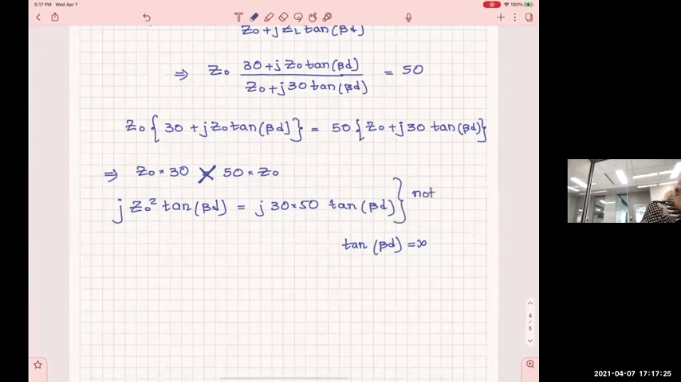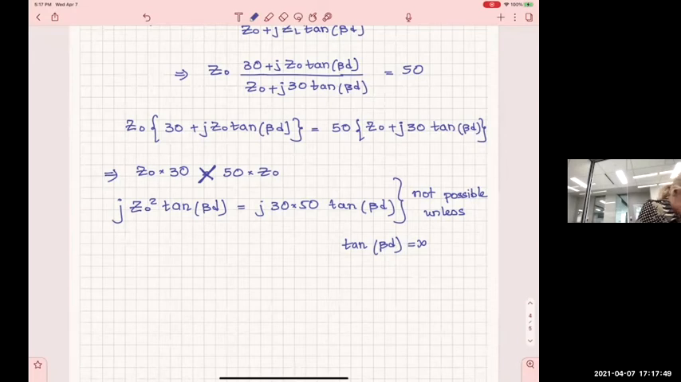Not possible unless the tangent of beta d is infinite. Now, the reason it is in your homework is because I'm going to cover something on Friday that is going to make it much easier, but now we are going to derive it, obviously.